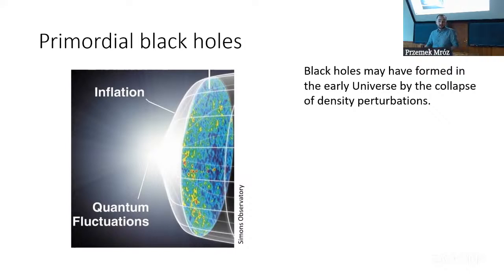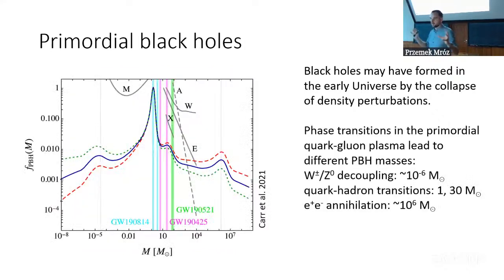But it is conceivable that such density perturbations may have had large enough amplitudes that they collapsed under their own gravity, and so created black holes. These black holes are called primordial black holes. As you saw, there are thousands of papers about the topic, and probably every paper has their favorite formation mechanism.